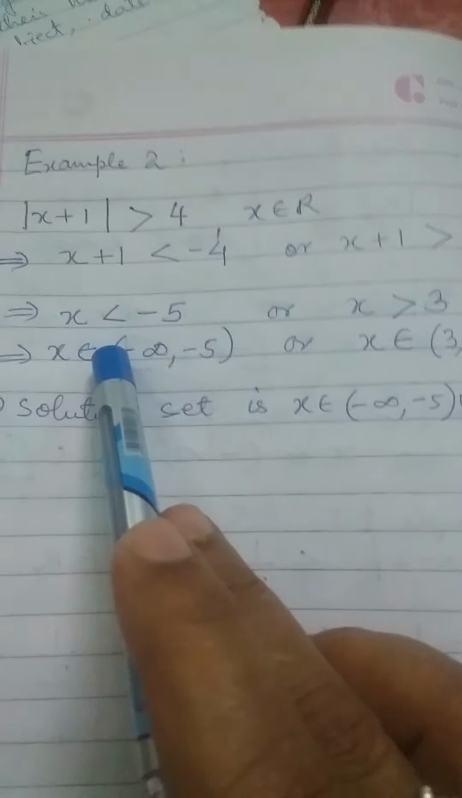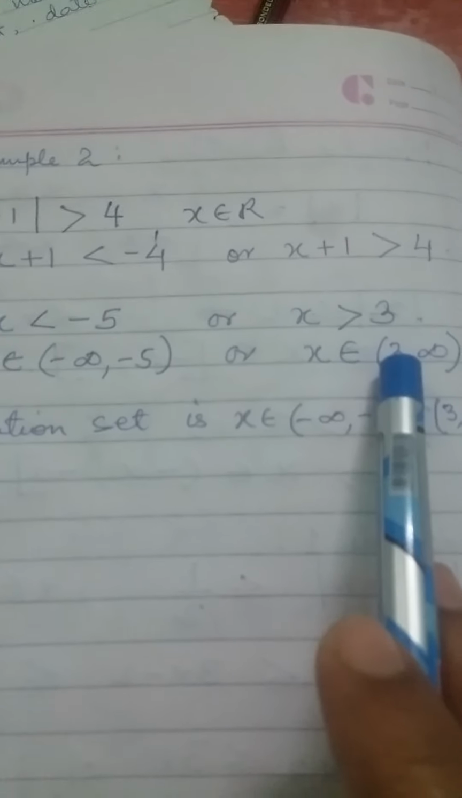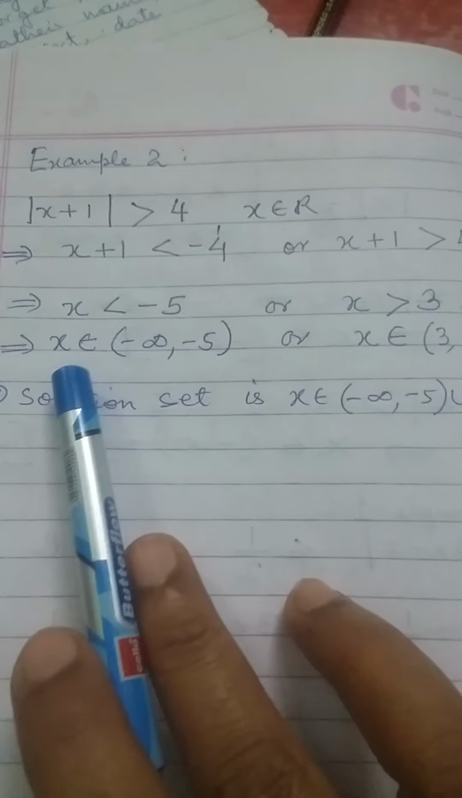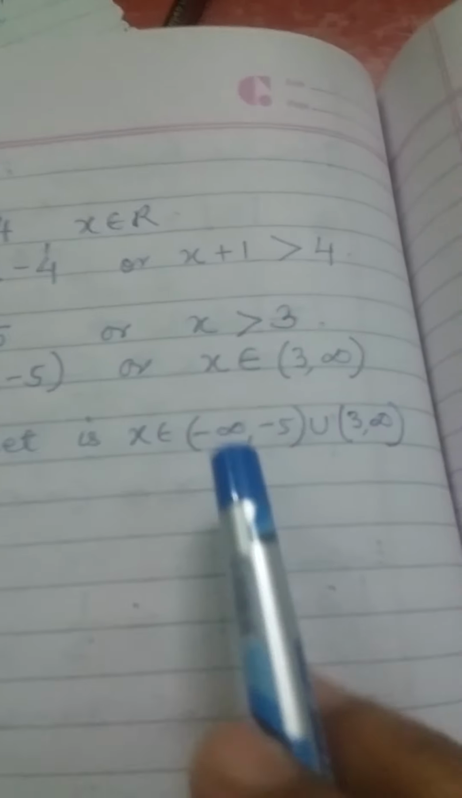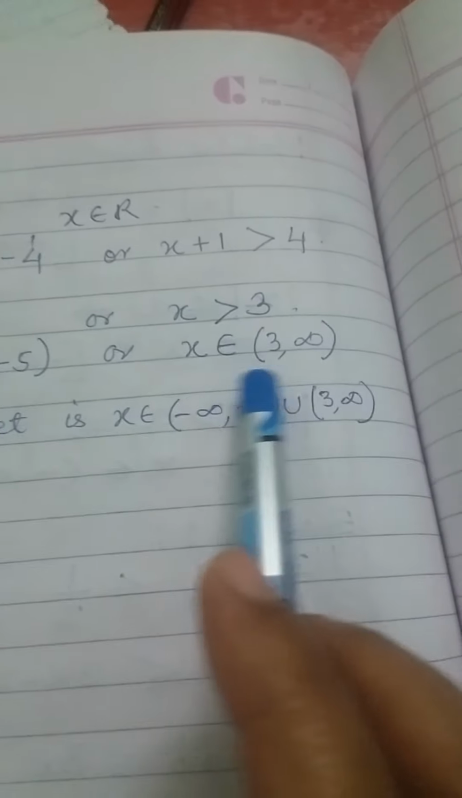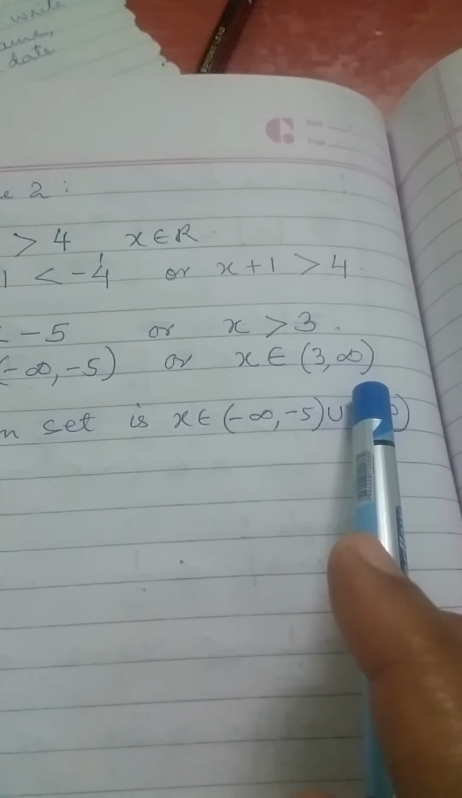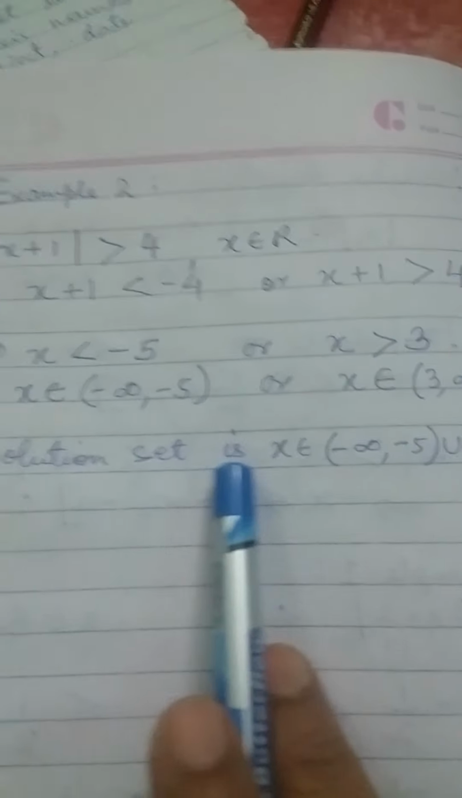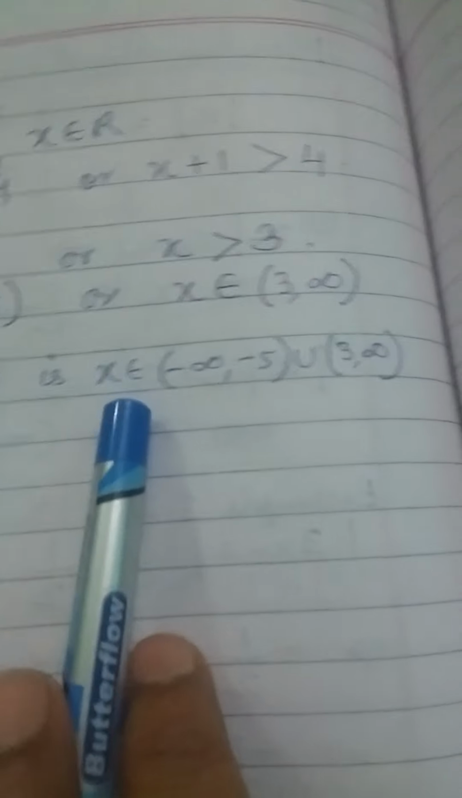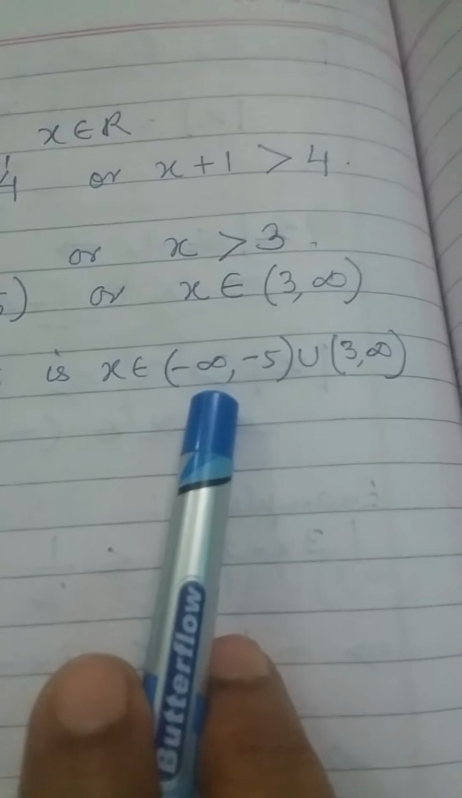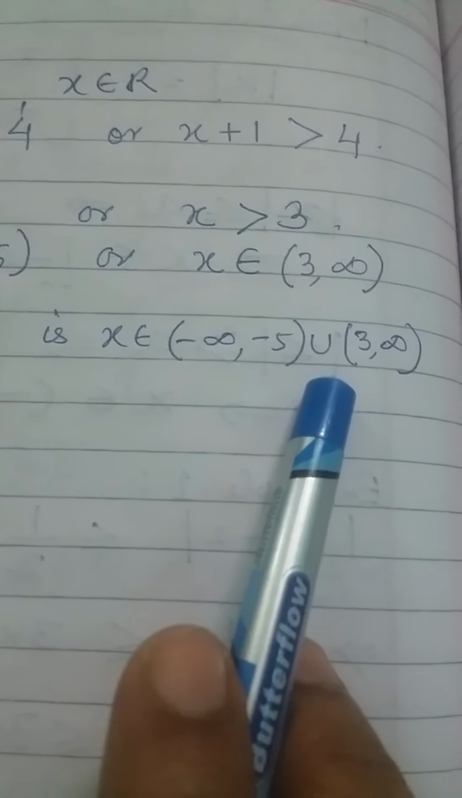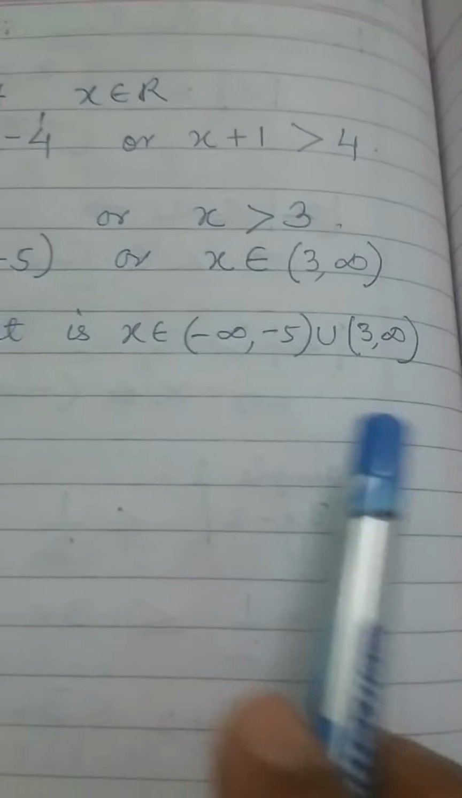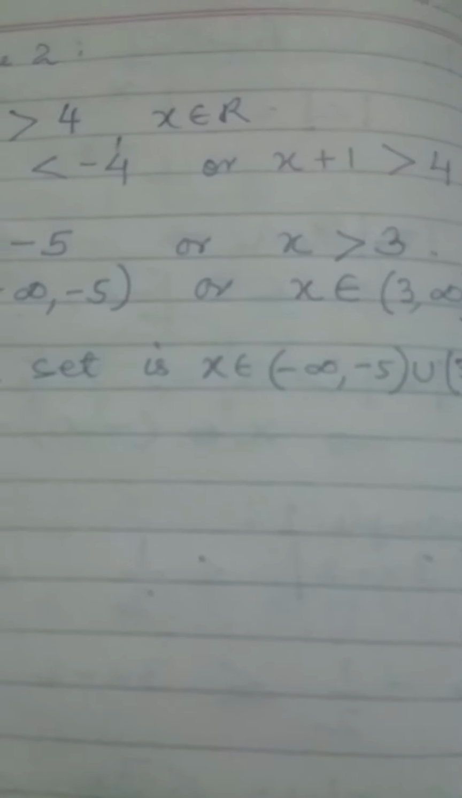When you solve this you will get x less than minus 5, and here you will get x greater than 3. X less than minus 5 means x will belong to minus infinity comma minus 5, or x greater than 3 means x belongs to 3 comma infinity. Now we will make the solution set. So your solution set will be x belongs to minus infinity comma minus 5 union 3 comma infinity. And this is how we will solve any type of modulus function problem.